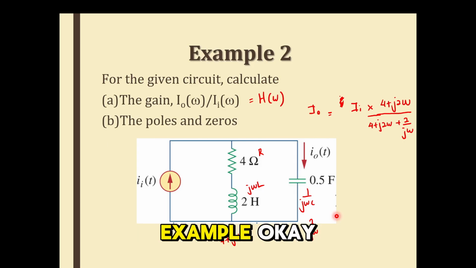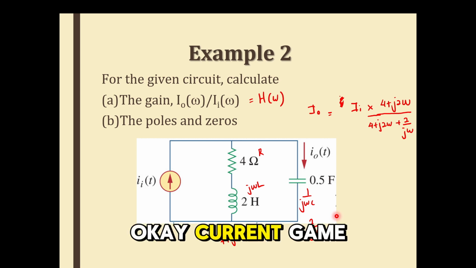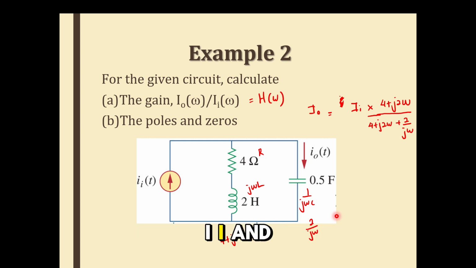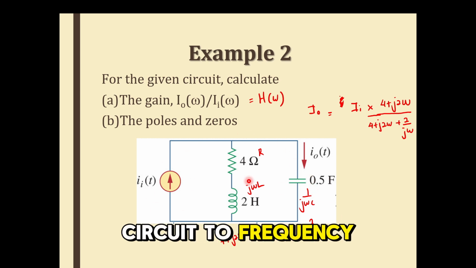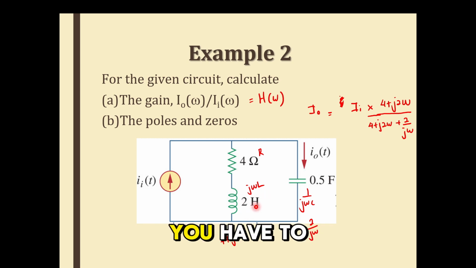This is another example. For the given circuit, calculate the current gain, which is Iout over Ii, and the poles and zeros. We haven't gone to the drawing yet, but it is given like that. As I told you, you have to change the whole circuit to the frequency domain. Frequency domain means the L you have to change to jωL, and the C you have to change to 1 over jωC.